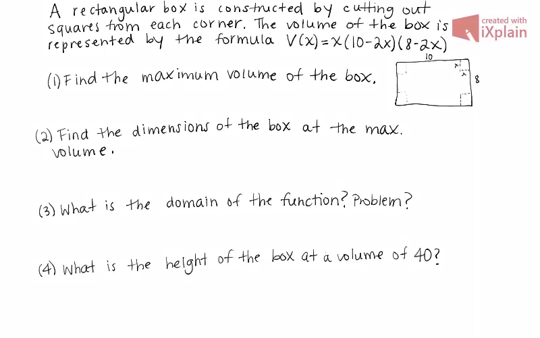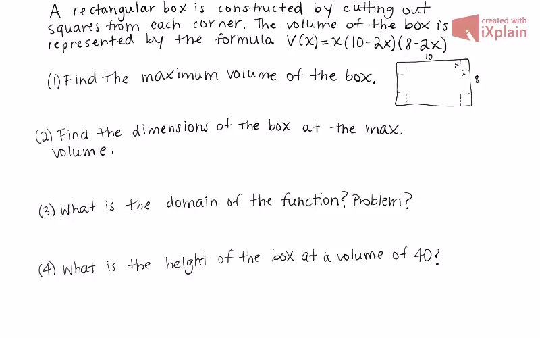Going to do one of the box problems. So the problem states that a rectangular box is constructed by cutting out squares from each corner. The volume of the box is represented by the formula V of x equals x times (10 minus 2x) times (8 minus 2x). And as you can see, there is a visual provided of how exactly that box is constructed.